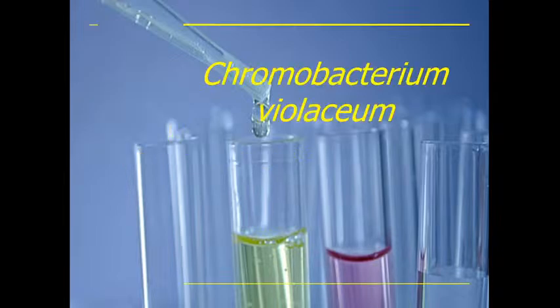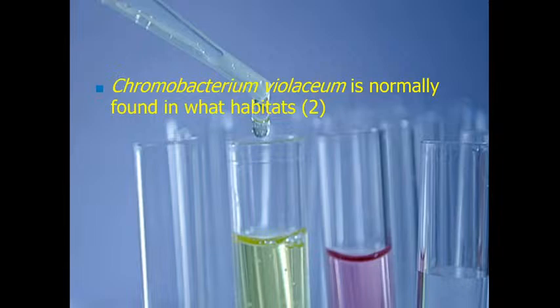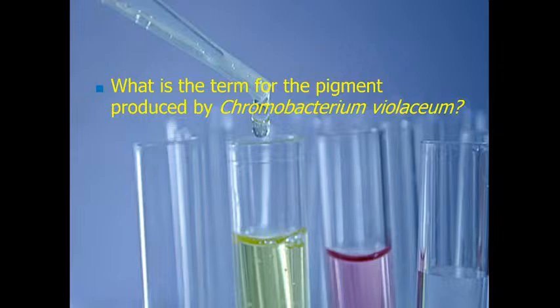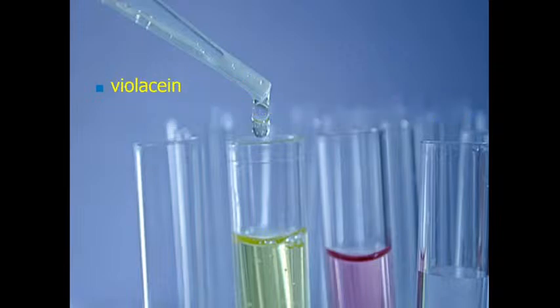We have also Chromobacterium violaceum. Chromobacterium violaceum is normally found in habitats around soil and water. And the term for the pigment produced by Chromobacterium violaceum is known as violacein.